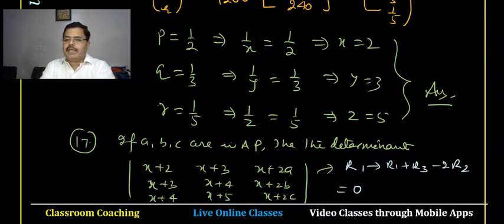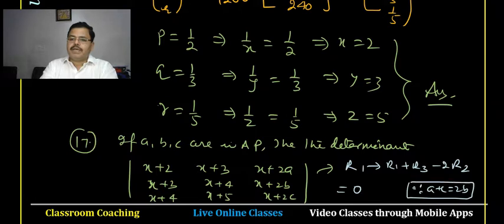Why? Because A, B, C are in AP, so A + C − 2B is equal to 0, and that will come here. So definitely you got it. So the determinant will be 0. You can do that. A, B, C are in AP, and therefore A + C is equal to twice of B. So A + C − 2B is equal to 0.